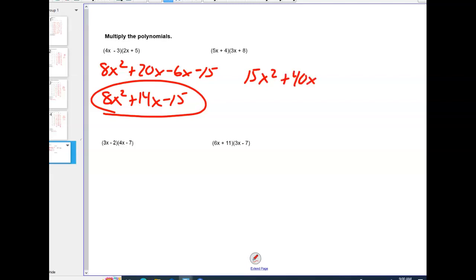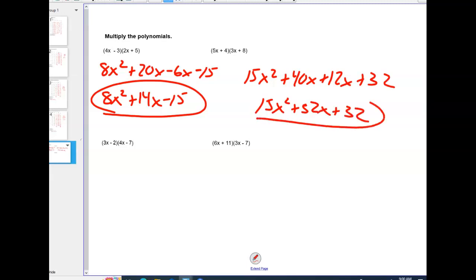Here, 5x times 3x is 15x squared. 5x times 8 is 40x. 4 times 3x is 12x. 4 times 8 is 32. 15x squared plus 52x plus 32.